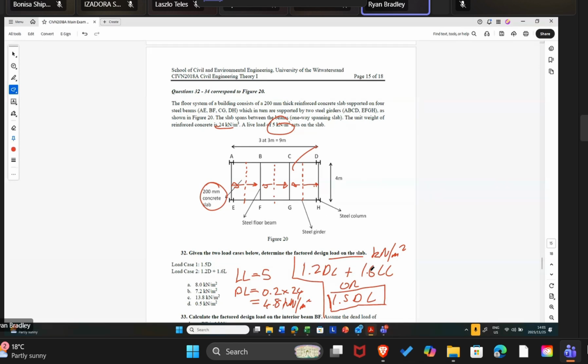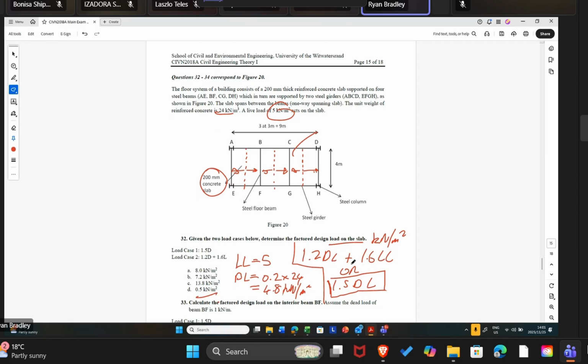So this is the equation here, which normally governs. And here it would govern, clearly. All right, so simply it will be 1.2 times that plus 1.6 times that. And we'd pick the value from those available.